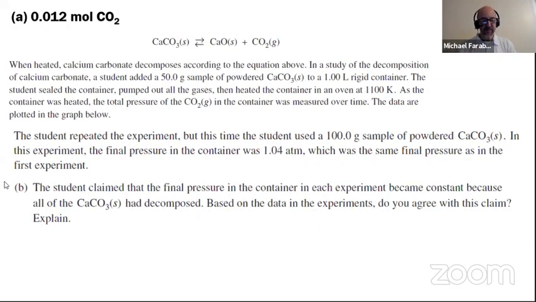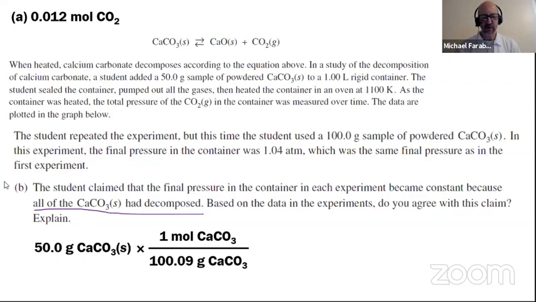On to part B. Now the student claimed that the reason why the final pressure in the container became constant is because all of the calcium carbonate had decomposed. Well, I'm pretty set up to disagree with this claim, but let's talk about what's going on here. Okay, so we had initially 50 grams. Now you could look on the periodic table and you could find the molar mass of calcium carbonate. So calcium is about 40, carbon's about 12, and oxygen 16.